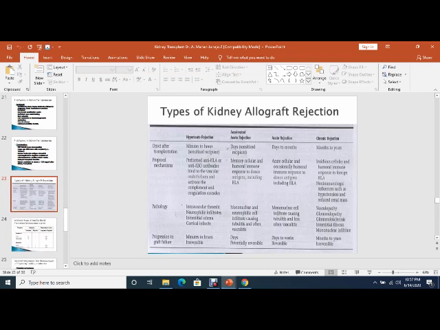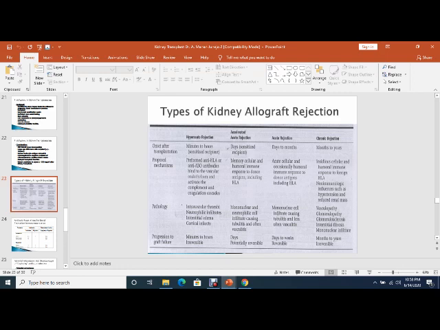So this slide shows the various types of kidney allograft rejection, meaning kidney rejection. There are four types of rejection: hyperacute, accelerated acute, acute rejection and chronic rejection.